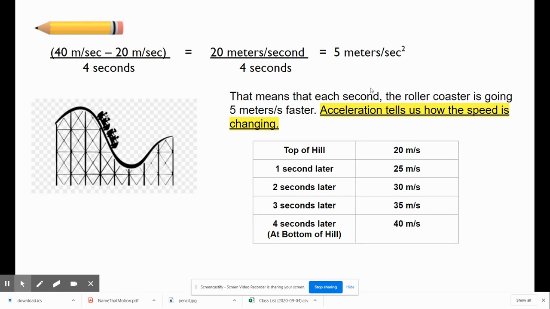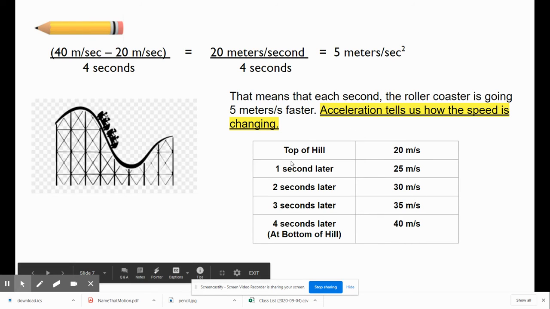Here's one of the seconds, and here's the other second. So 5 meters per second squared means that every second it's going 5 meters per second faster. Acceleration tells us how the speed is changing. So I made a data table for you.